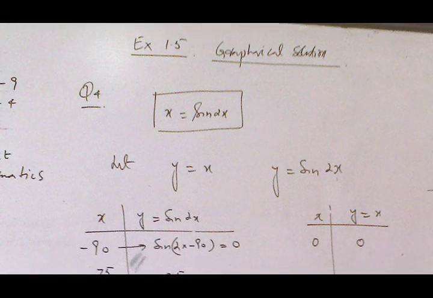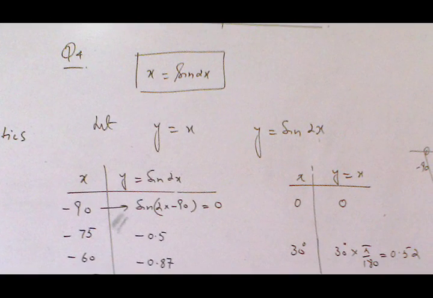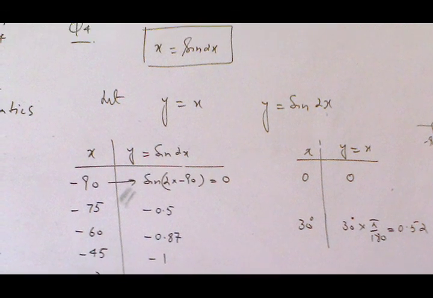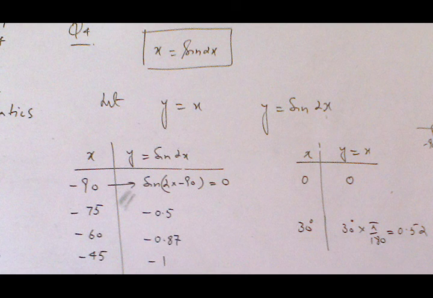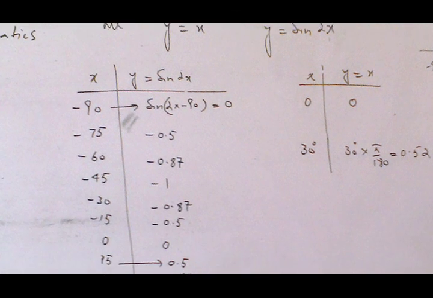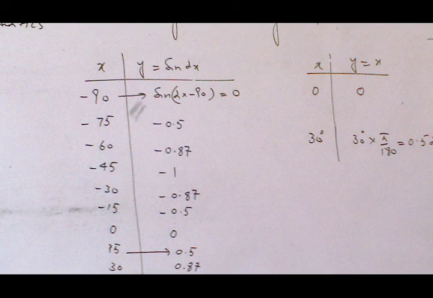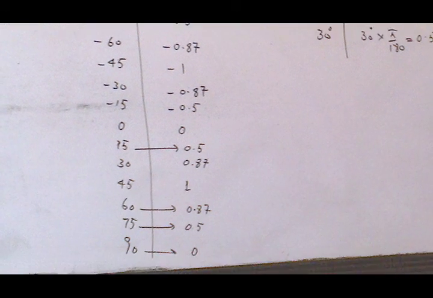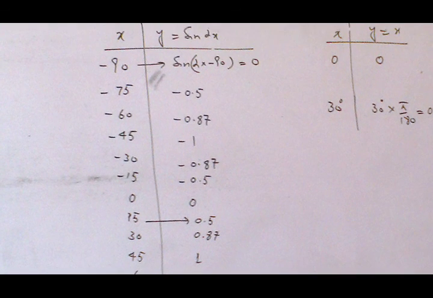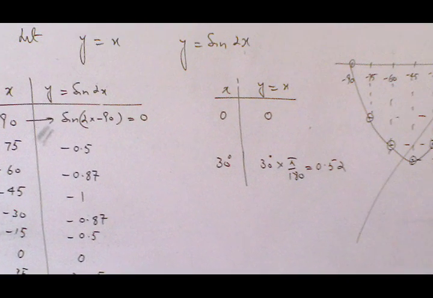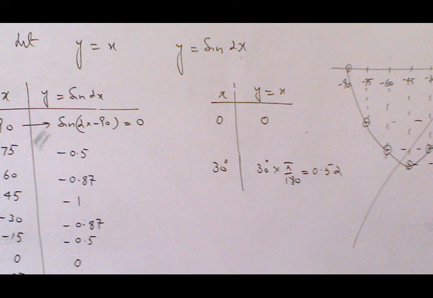Now we solve this graphically. Question number 4. x is equal to sine 2x. The y is equal to x is a linear function. It is also called the identity function. For sine 2x we mark values from -90 to +90 and make a difference of 15 degrees because the angle is 2x. We find all these values by calculator, and for y is equal to x we find only 2 values because it is a straight line.